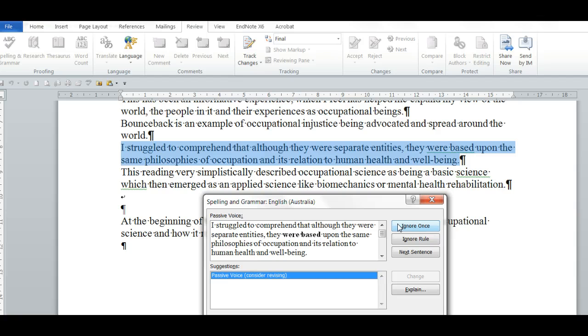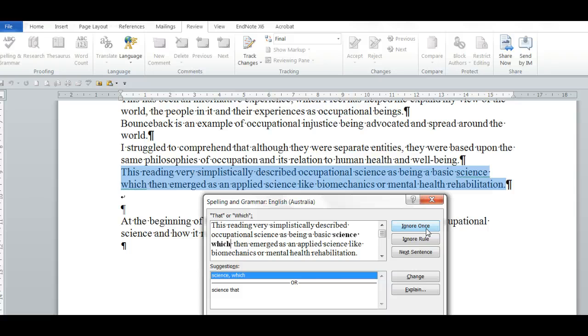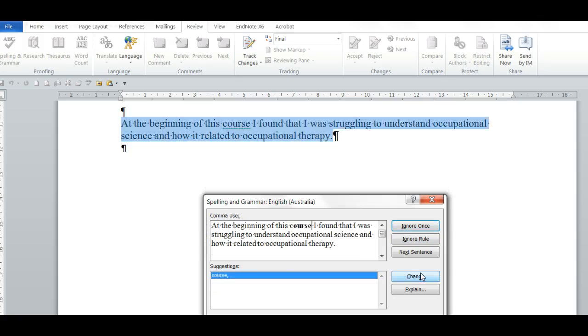We'll just keep going just to get through this. Ignore one. This reading, and I love this reading, okay? So most of you would have written this very simplistically, and I get it. You probably spoke about a reading in the earlier sentence, but it's just stronger when you repeat what the noun is that you're talking about. This reading very simplistically described occupational science as being a basic science, which then emerges in applied science. Okay, here's that which thing again, and that comma thing, so I would change it.